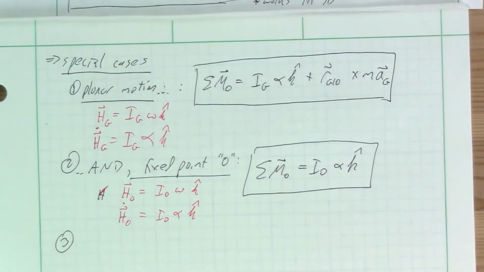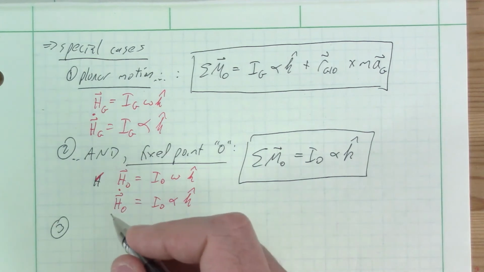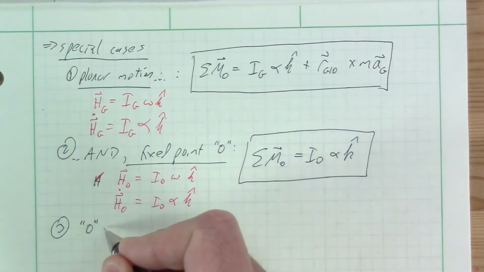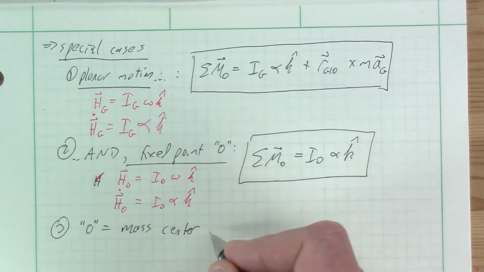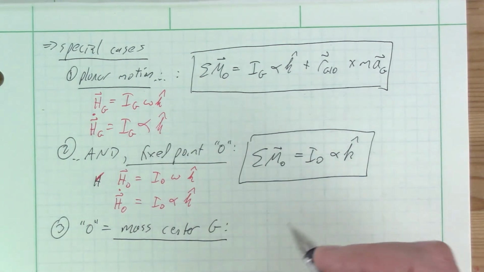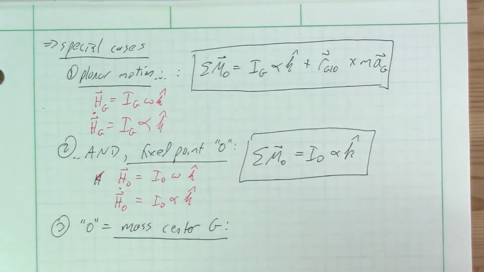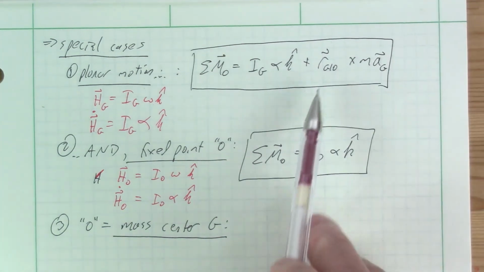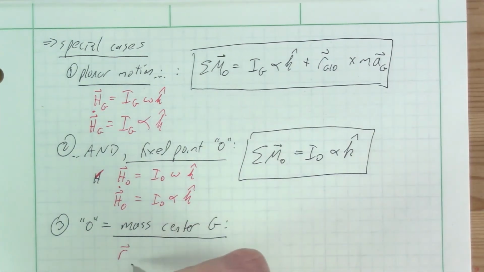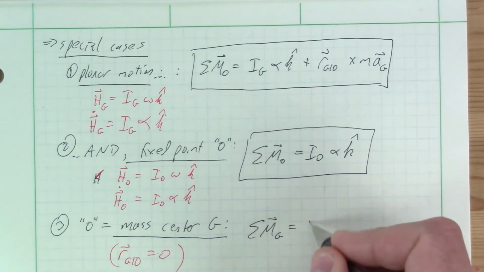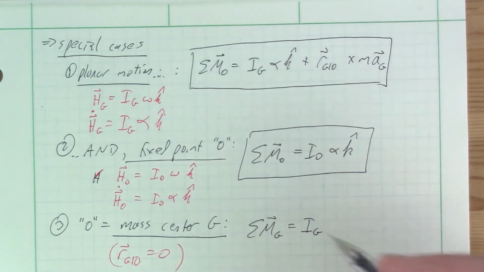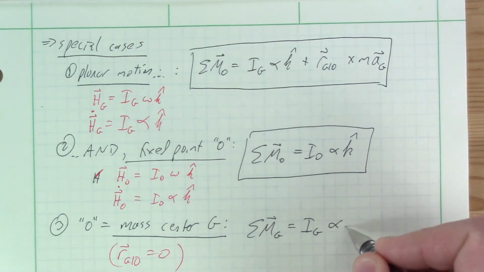And then the third version that we could be using is what if the point O is the center of mass? So our point of analysis is about the center of mass here. And the simplification here is that this relative position vector is then 0 because they are aligned. The position to go from G to O, well, if O is G, then that is just 0. And so we have the sum of the moments about G is just this first term. Moment of inertia about G, angular acceleration, k hat.